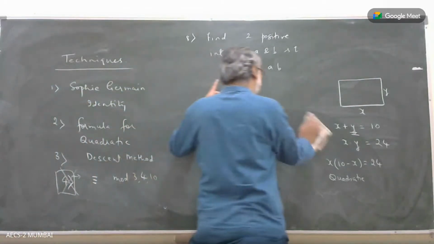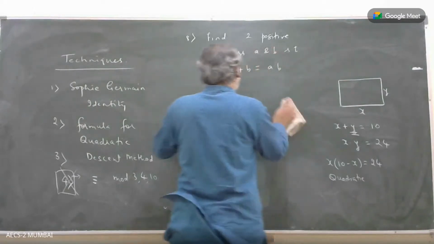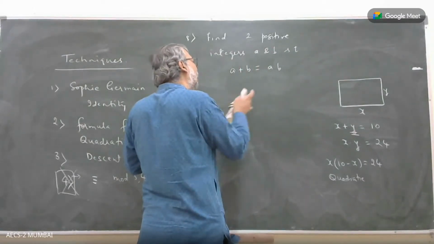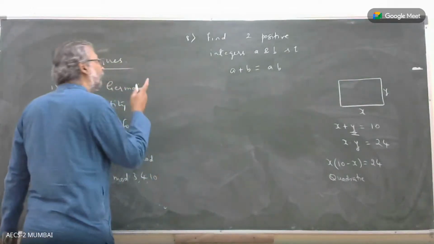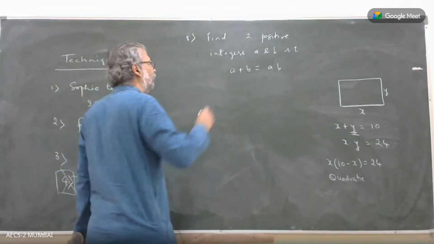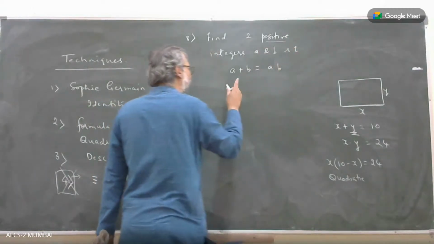So the point is, in fact, if a and b are real numbers, there will be many solutions to this. In fact, infinitely many solutions. But we are working with integers. That's the advantage. Positive integers. So one way is the following.